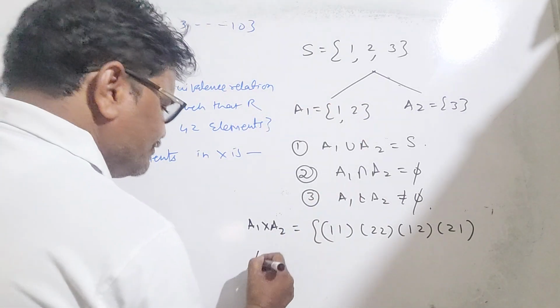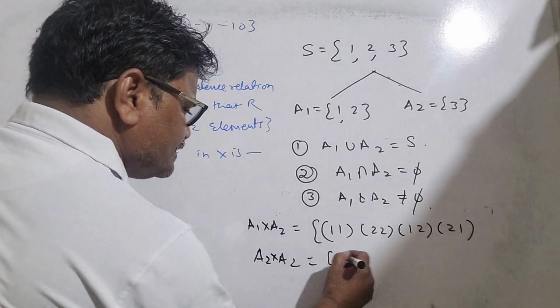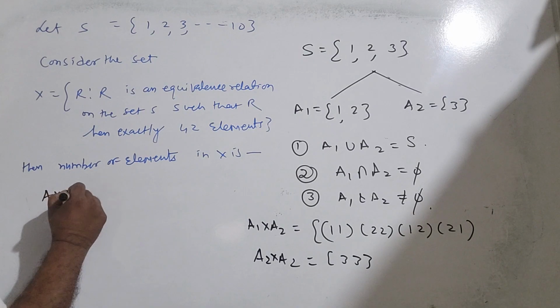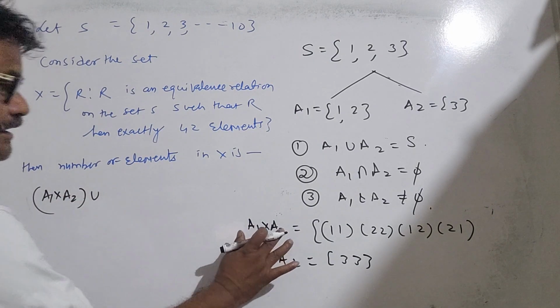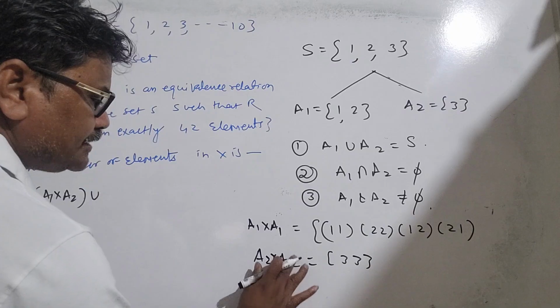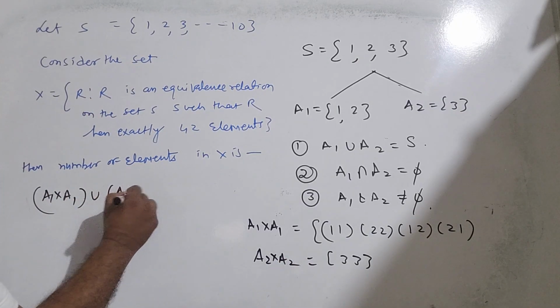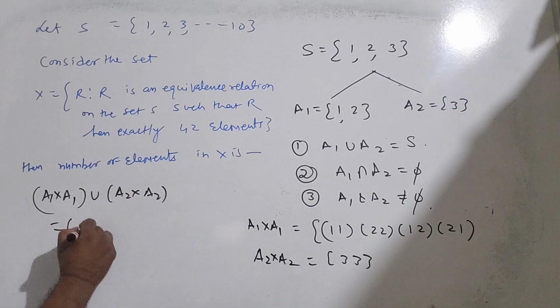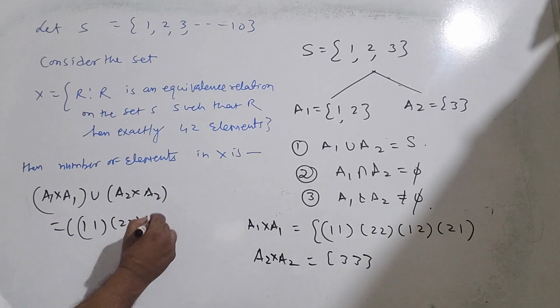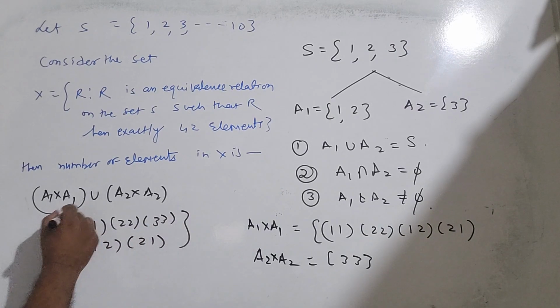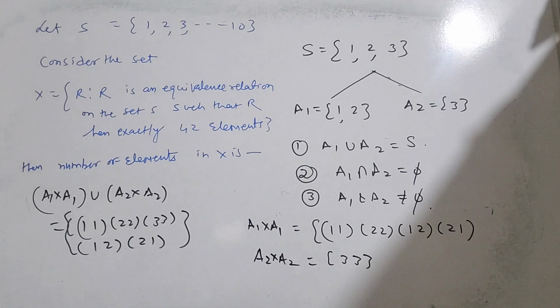Fine, and you can also find A2 cross A2 here. This is (3,3). Now when we take the union of A1 cross A1 and A2 cross A2, what will we observe? We will have (1,1), (2,2), (3,3), (1,2) and (2,1). So these are the elements present in this set, that is, the union of A1 cross A1 and A2 cross A2.